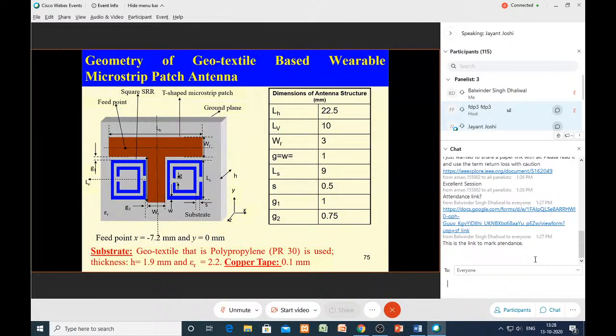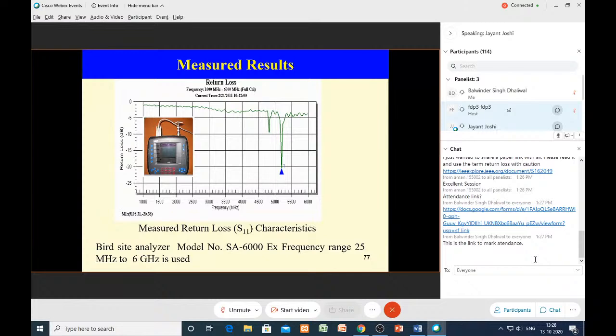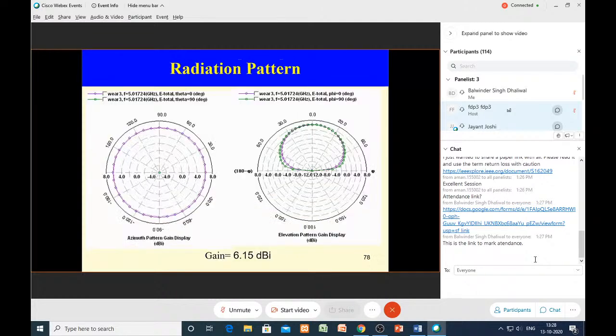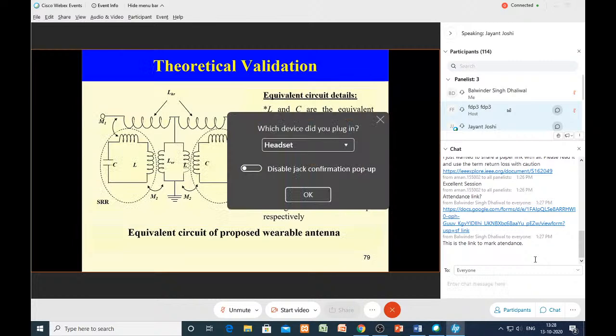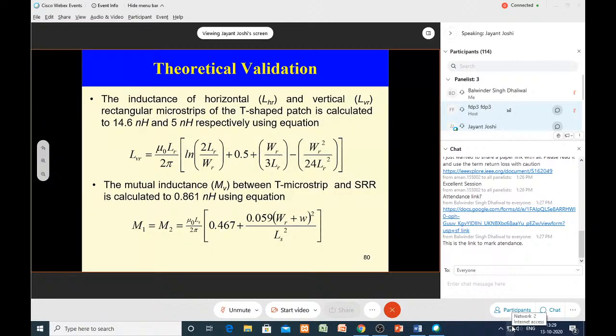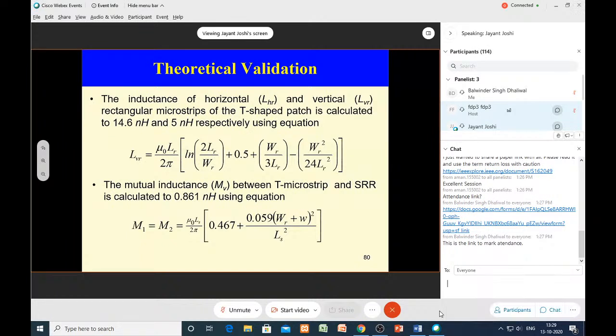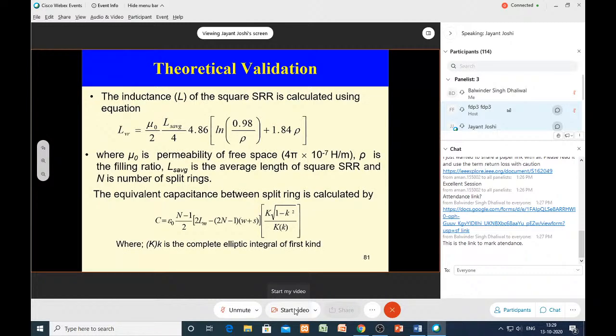So this is the modification again. Yes, 5 gigahertz, 50 megahertz, 45 megahertz bandwidth. Good matching I got here. Gain is up to 6.15 dBi. Again, equivalent circuit analysis. Okay, inductance here we have calculated. Mutual coupling, yes, mutual coupling is perfect. Every antenna researcher should consider the mutual inductance, because it plays a very important role in antenna designing and parametric analysis. So we have to calculate the mutual coupling also.